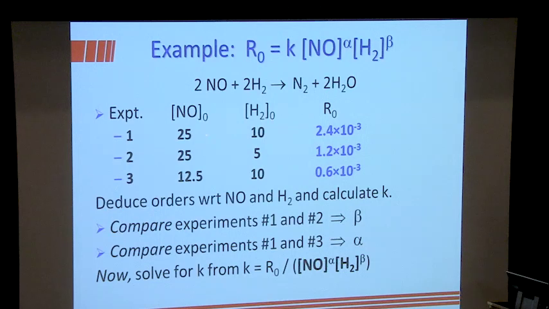Okay? The initial concentration of NO stays constant in the first 2. H2 decreases by a factor of 2. The rate decreases by a factor of 2. Okay? And then in the third experiment, the concentration of H2 is the same as in the first experiment, but NO concentration is half. But the rate decreases by a factor of 4. Okay. So we have to deduce the orders with respect to NO and H2, and then calculate the rate constant. Okay, that is the mission.